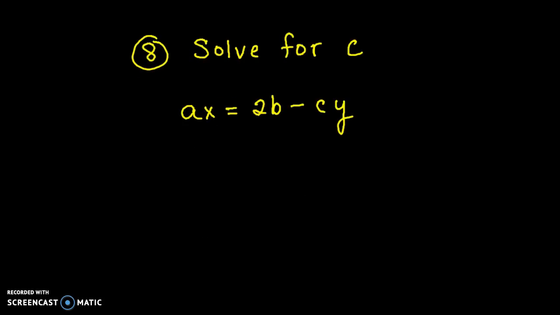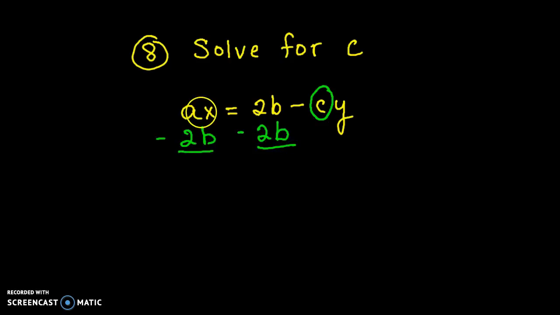Okay, number 8, we're solving for c. So I'm going to circle c. In this case, I've got 2 terms: I've got 2b and I've got minus 6y. So I want to start with the 2b and move it to the other side of the equation. So I'm going to subtract 2b from this side, and the subtraction property of equality says I'm going to do the same thing to the other side.